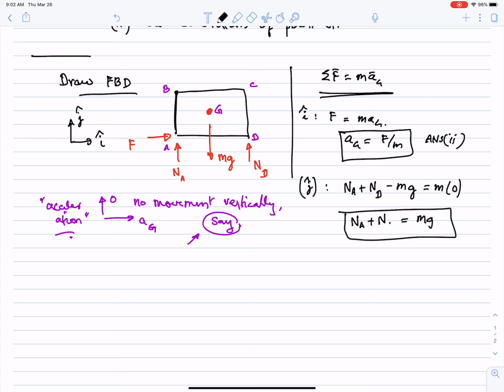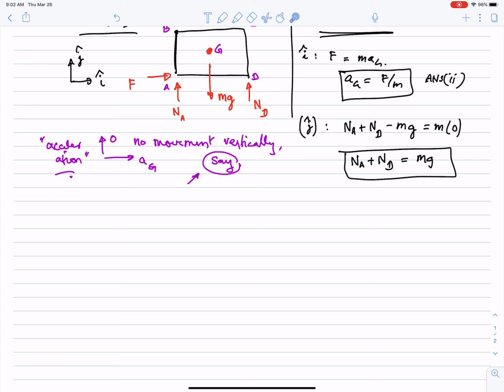Okay, if this was a statics problem, NA and ND would be equal and equal to mg over 2, but this is a dynamics problem, the mass is accelerating. So it turns out that these need not be the same. Okay, so we've already solved for acceleration. We have these two unknowns, normal reactions at A and D. How do we solve for them?